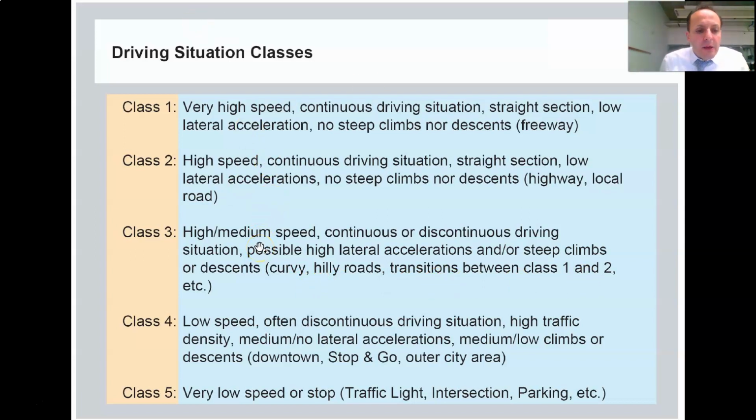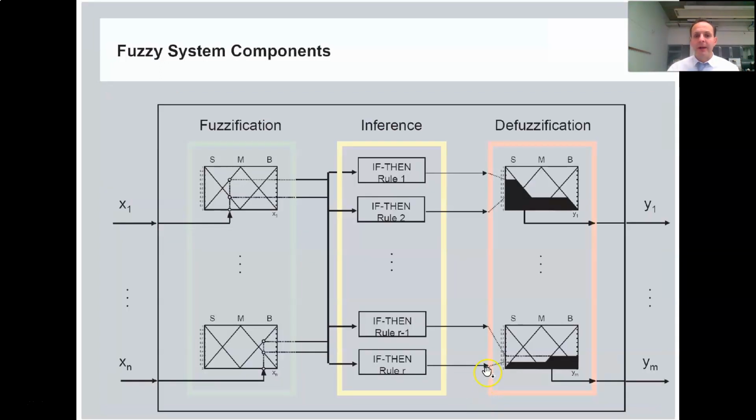Then we have the case of low speeds, often discontinuous driving situation, high traffic density, medium or no lateral accelerations, medium to low climbs or descents, for example, downtown, stop and go, outer city area. And the last class is represented by very low speed or stop: traffic light, intersection, parking.